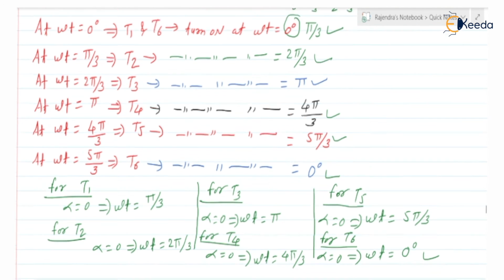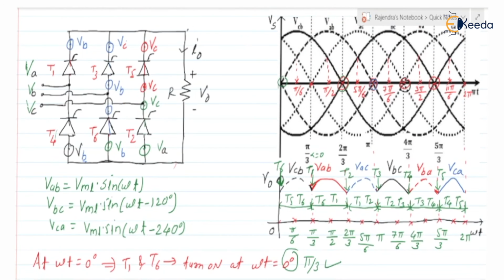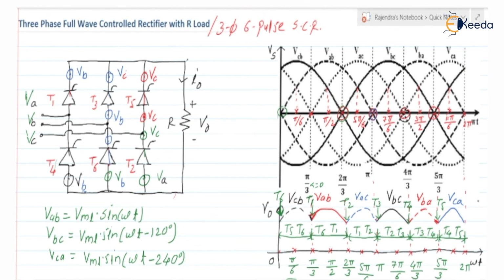So this is about the circuit operation of the three-phase full wave controlled rectifier with purely resistive load for alpha equal to 0. Be careful, this waveform is for alpha equal to 0 degree. Here we are getting VAB in the output from pi by 3 to 2 pi by 3. For alpha equal to 0 degree, we have a smooth increase in V0, then it decreases, and again a smooth increase, without any sudden increase.